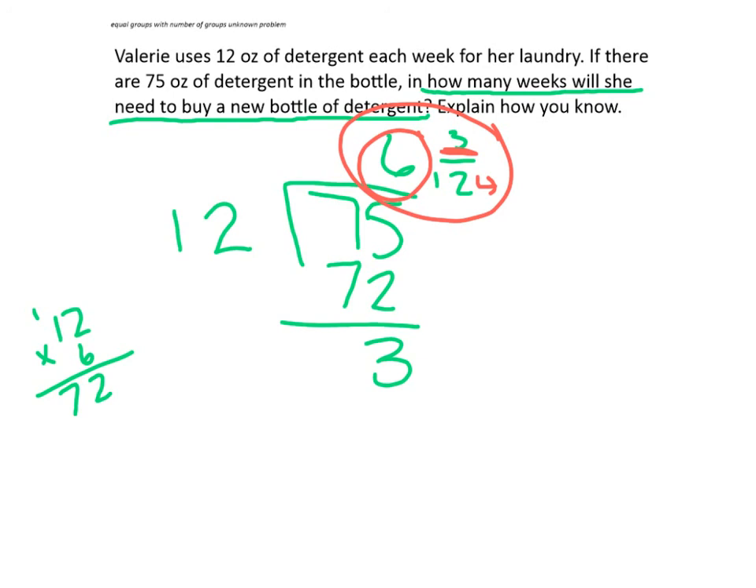We know that she needs to buy it in the 6th week so that she has enough in the 7th week to make it through the whole week. So she will need to buy the new bottle of detergent after 6 weeks. So that's what our sentence would say.